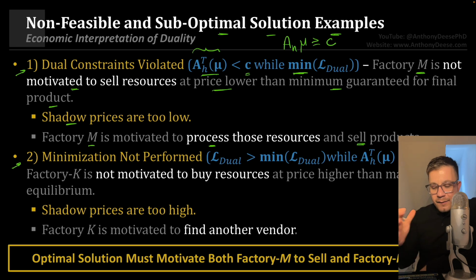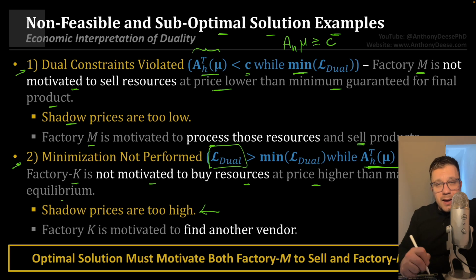The second infeasible or suboptimal solution would be one where the constraints are adhered to, right? The total cost to generate one unit of the product is greater than the minimum cost at which it may be sold, but we haven't minimized our dual Lagrange function fully. All right. And so in that case, the shadow prices are higher than they would be normally. The shadow prices are too high. And Factory K is not motivated to buy resources at that higher price than is dictated by the market equilibrium. And so Factory K would be motivated to find another vendor.